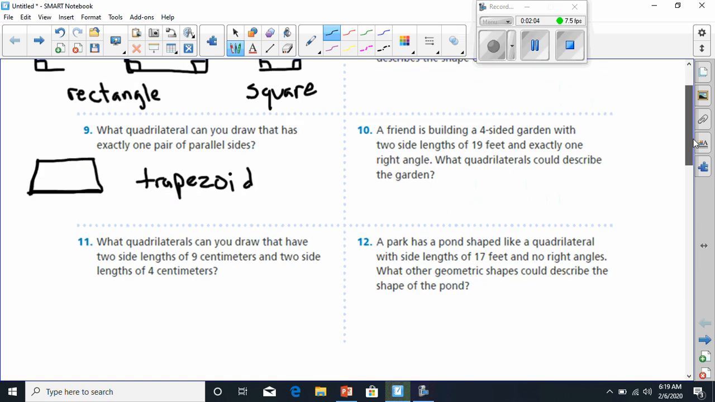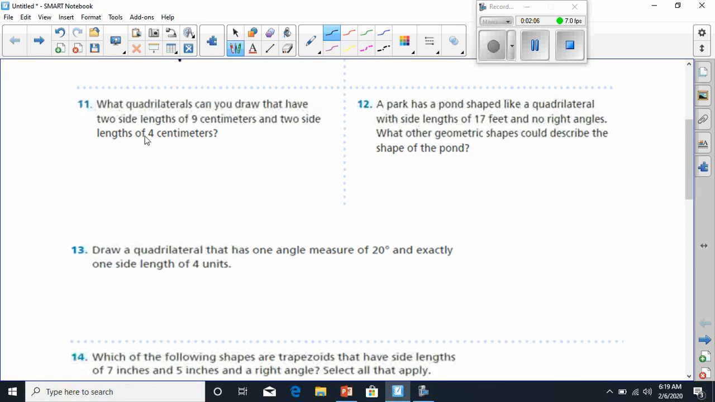All right, we're going to cruise down here to number 11 now. What quadrilaterals can you draw that have 2 side lengths of 9 centimeters and 2 side lengths of 4 centimeters? Let's see, to have 2 lengths that are the same, well, a rectangle would definitely fit because I could have 2 that are 9 and 2 that are 4.